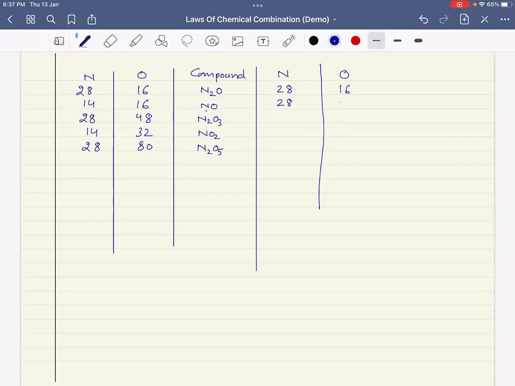Now let me write: nitrogen 28, so oxygen will be 32. In the case of N2O3, nitrogen is already 28, so oxygen is 48. And in case of NO2, nitrogen is 14. So if we double the amount of nitrogen, we have to double the amount of oxygen, right? So nitrogen 28, so oxygen will be 32 into 2, that is 64 gram. In N2O5, nitrogen is already 28, so oxygen will be 80.